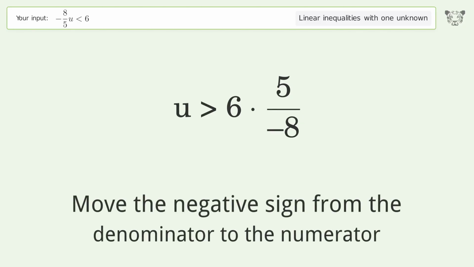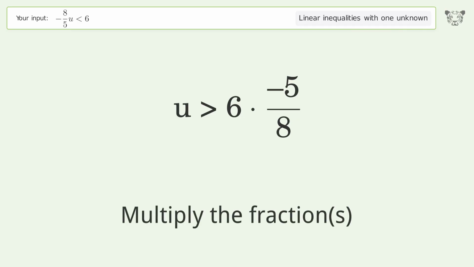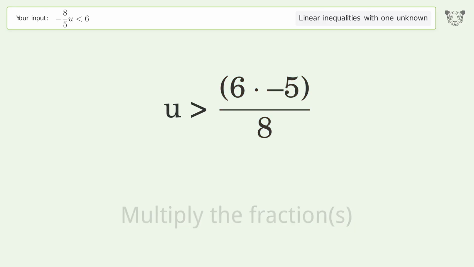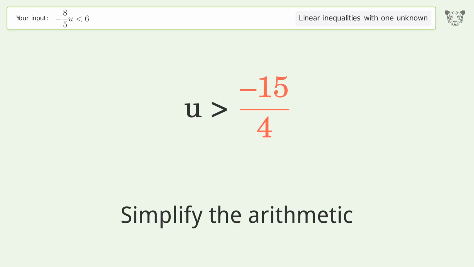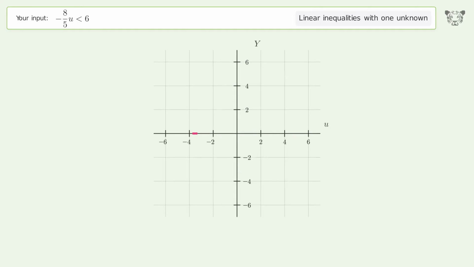Move the negative sign from the denominator to the numerator. Multiply the fractions. Simplify the arithmetic. Plot the solution on a coordinate grid. And so the final result is u greater than negative 15 over 4 greater than negative 33 over 4.